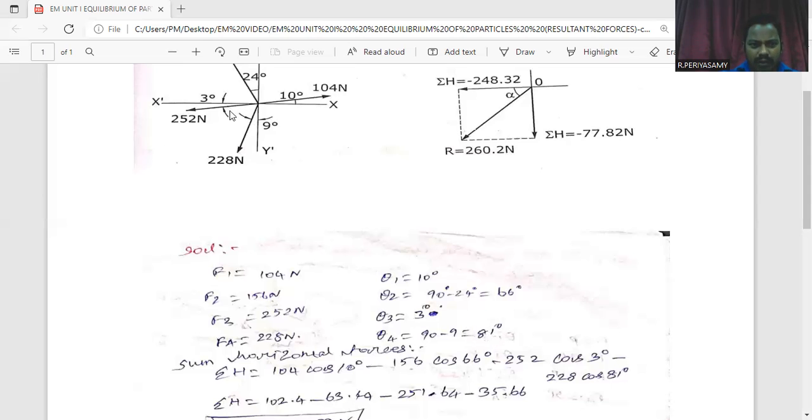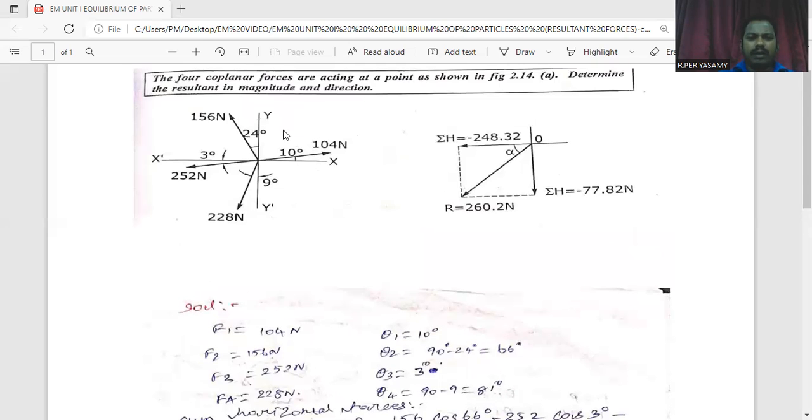From the x-axis onwards, this fourth force has angle theta 4 equal to 81 degrees. Next, we have to find the sum of horizontal components. In this problem, all the forces are inclined forces. So if we consider any one inclined force, we have to separate the horizontal force and the vertical force.